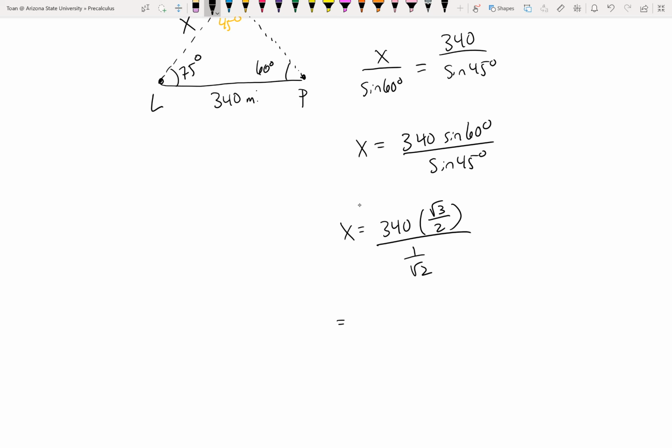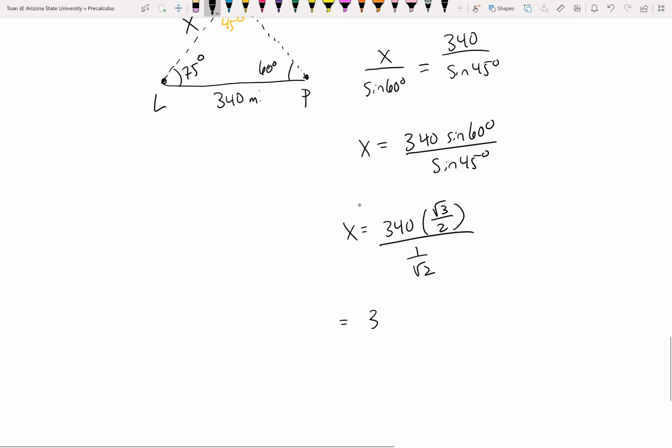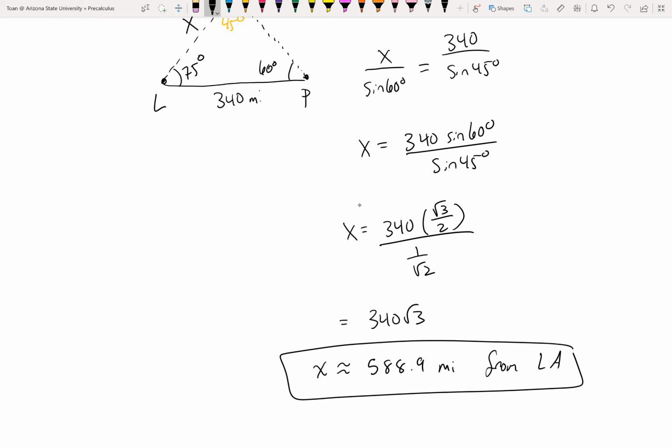Which, of course, equals, let's see here, 340 radical 3, right? So if I take out a calculator, let me find a calculator, I did not prepare one, here we go, 340 radical 3, we get the satellite is approximately 588.9 miles from LA, right? So there you go, short, sweet, and simple.